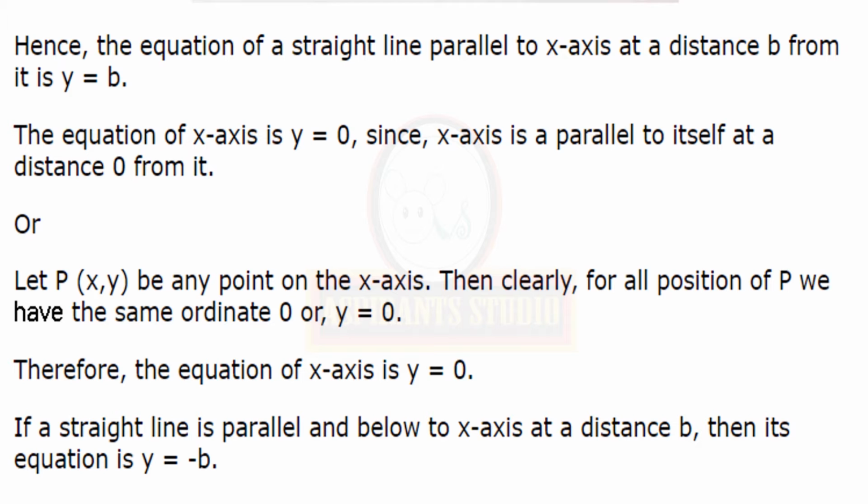Or let point P be any point on the x-axis. Then clearly for all positions of P, we have the same ordinate 0, or y = 0. Therefore, the equation of x-axis is y = 0. If a straight line is parallel and below the x-axis at a distance b, then its equation is y = minus b.